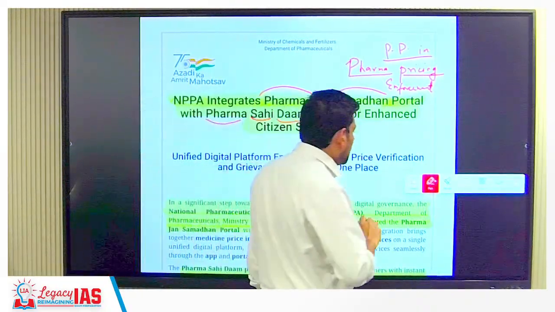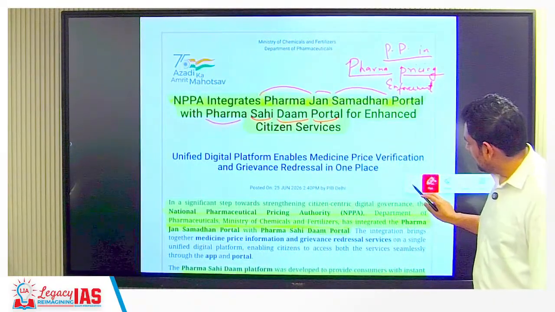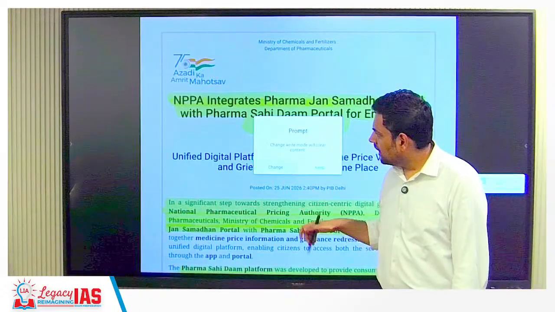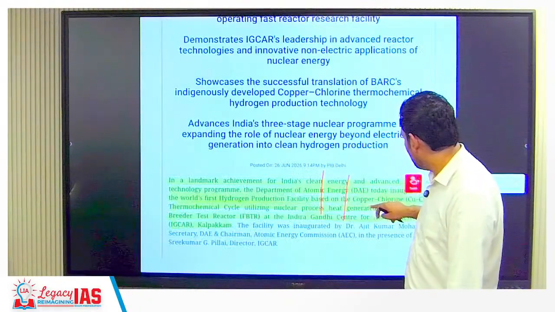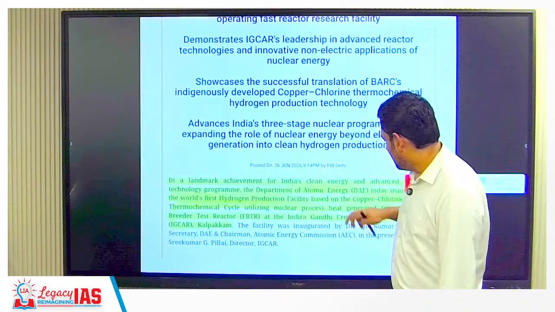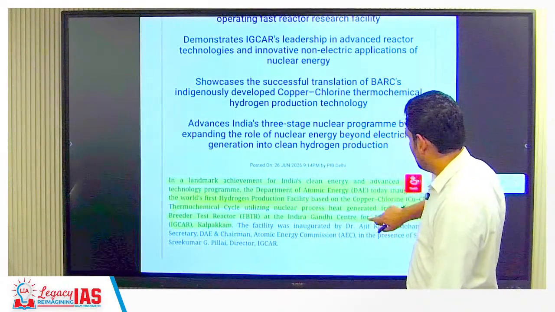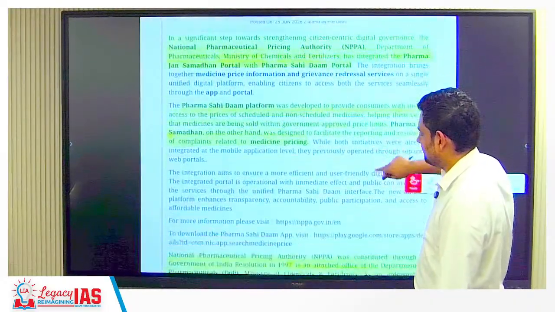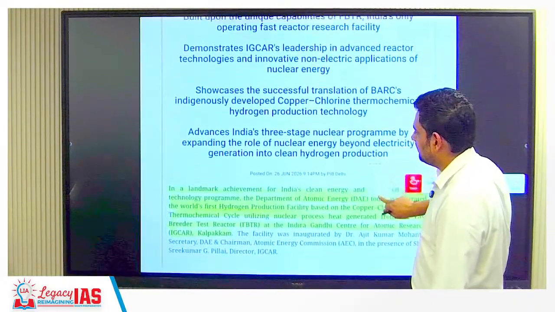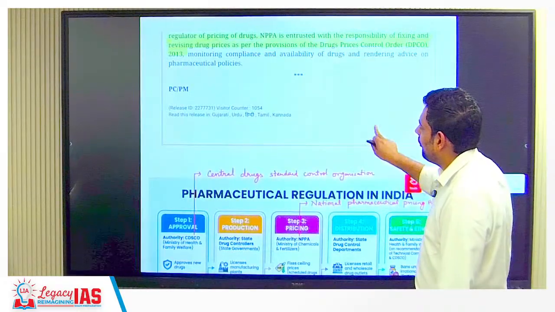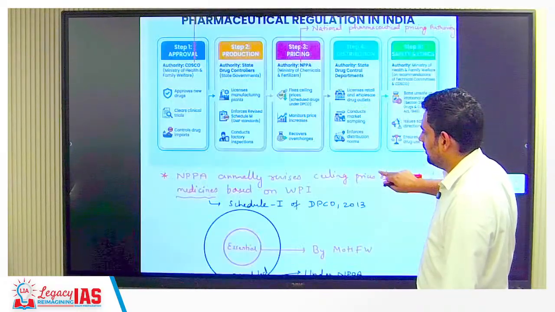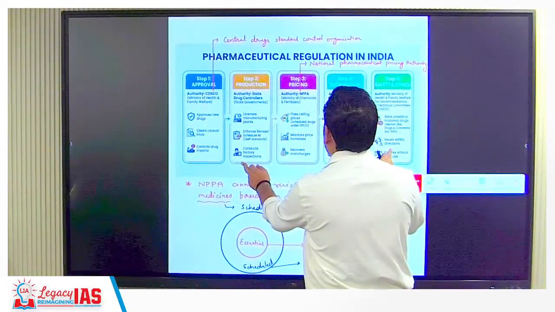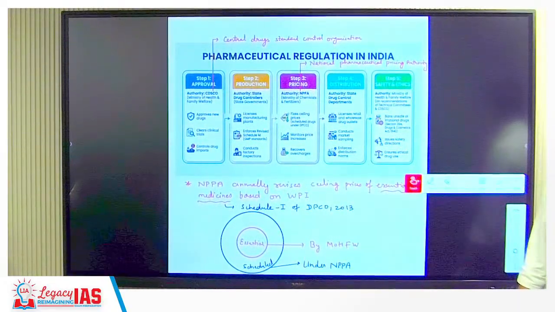Now here one very important thing is basically how the entire pharma sector is managed. I'm expecting a question on this from a long time. Let's see when it comes. So this is pharmaceutical regulation in India.